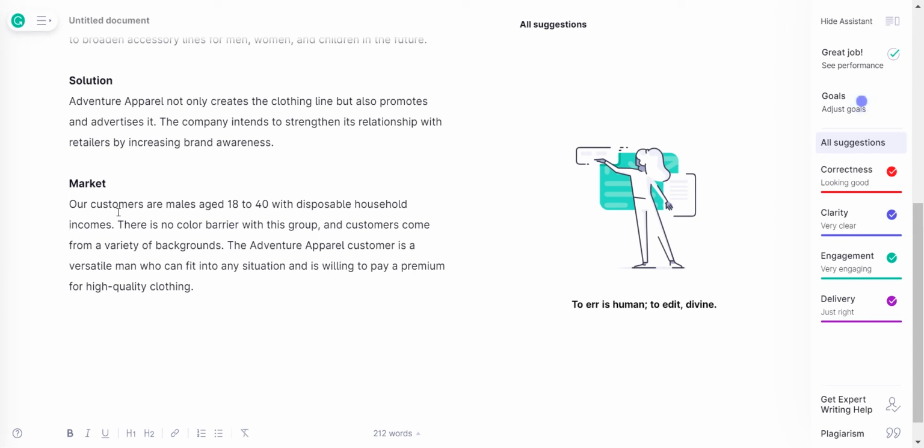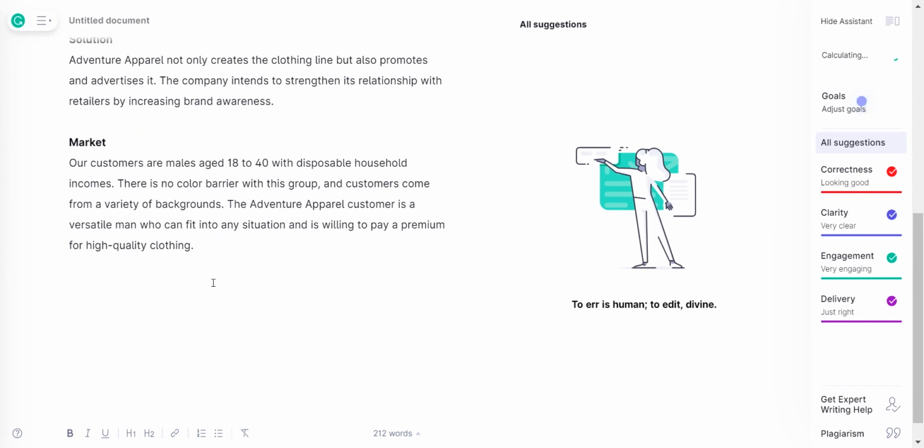So as you can see here, we're just talking about the market, who we're targeting, that it's not like it's only for white guys or only for black guys, it's any group. And they're also willing to pay a premium for the product. So that's basically what we're explaining here in the market, so they can know who we're really targeting.